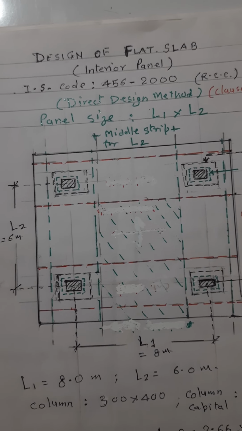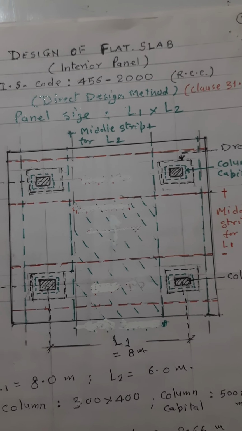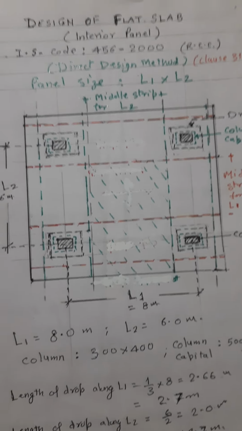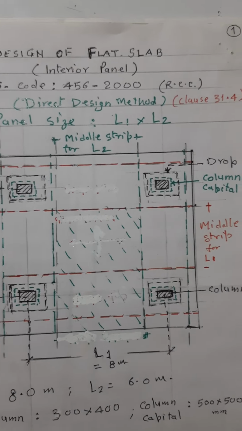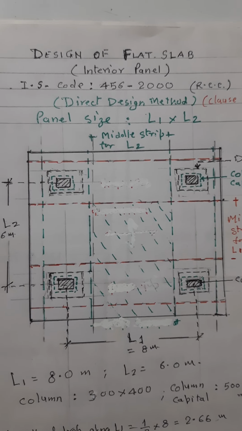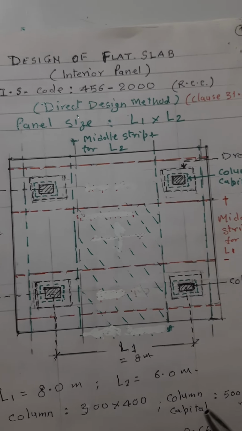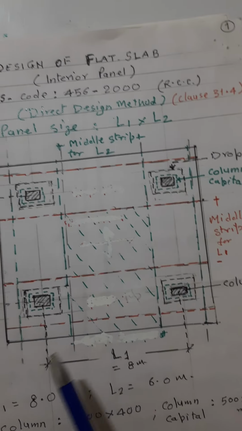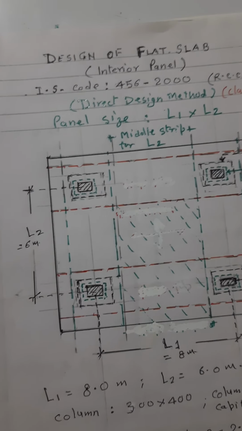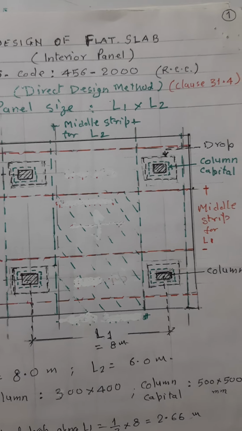We have to design that interior panel. There are 2 methods, direct design method and equivalent frame method, but we are designing considering only the direct design method. First of all, what are the things which will be given to you? The dimensions from center to center of the column are given, L1 and L2. L1 is the longer side with an 8 meter length and the shorter side center to center is 6 meters.